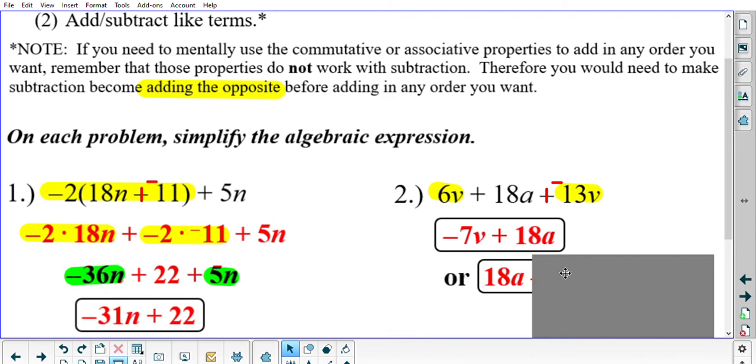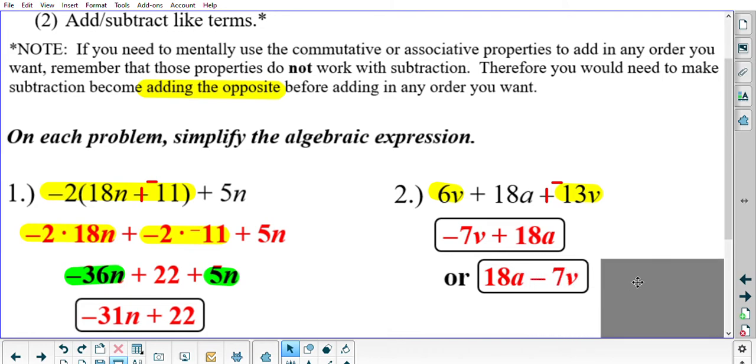But here's another thing that a lot of algebra teachers and algebra textbooks across America expect you to do. Instead of saying plus negative 7v, they would want you to write it in the slightly simpler way, and that is minus 7v. That's kind of making subtraction adding the opposite, but in reverse, making plus negative become minus a positive, just because it looks a little bit simpler that way. And I know we did briefly talk about that earlier in the school year. So here I am refreshing your memory.